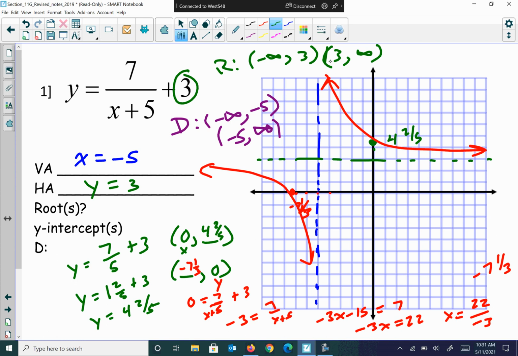Yeah. So the domain and range is just every number except for the asymptote line? Yeah, so the domain is everything except for the vertical asymptote, and the range is every value other than the horizontal asymptote. Okay? May I move forward?